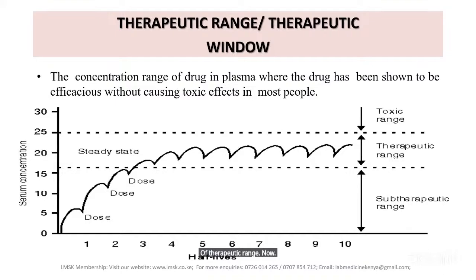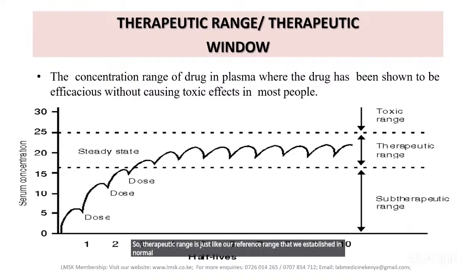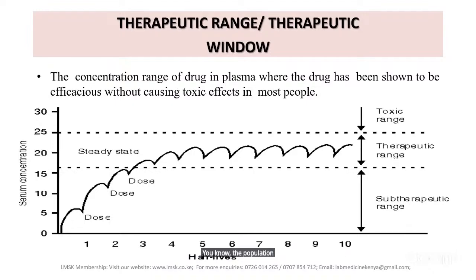Now, when you talk about therapeutic range, it is the concentration of drug in plasma where the drug has been shown to be efficacious without causing toxic effects in most people. So therapeutic range is just like our reference range that we establish in normal population or healthy population. And we also perform it in the same way.